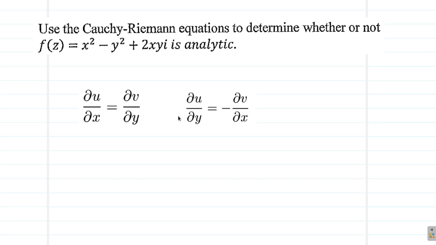Use the Cauchy-Riemann equations to determine whether or not the function f of z equals x squared minus y squared plus 2xy i is analytic. So this is a complex function, right? And you have the Cauchy-Riemann equations here, which I copied from a formula sheet. Alright.